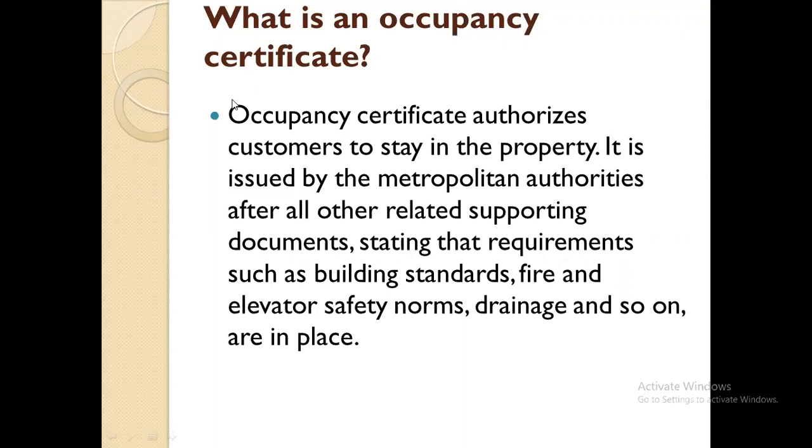Whoever the owner is, suppose the owner wants to provide that structure on a lease basis to someone, then for them to stay, this is the authorized proof. It is issued by the metropolitan authorities after all other related supporting documents, stating that requirements such as building standards, fire and elevator safety norms, drainage, and so on are in place.